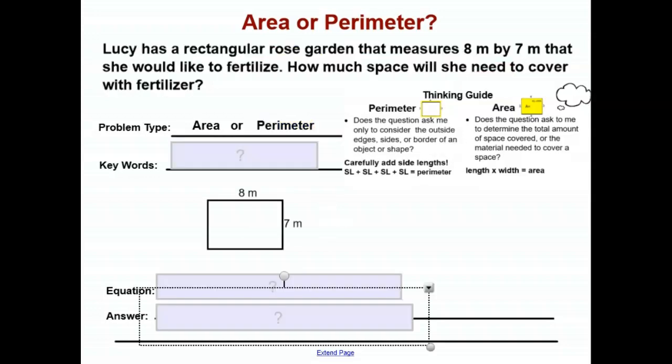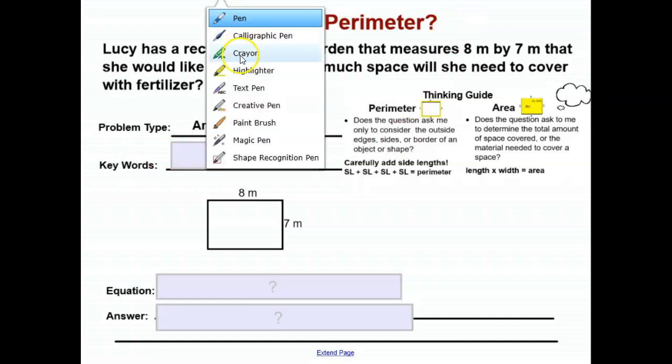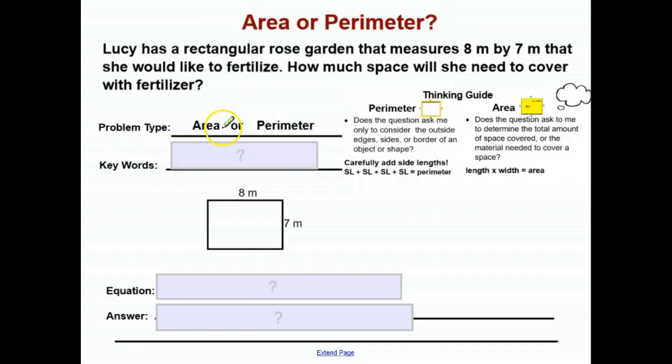Let's do another one together, third graders. I am so impressed with your listening. Let me grab my highlighter again. Ooh, this is about Lucy. Lucy has a rectangular rose garden that measures 8 meters by 7 meters that she would like to fertilize. How much space will she need to cover with fertilizer?